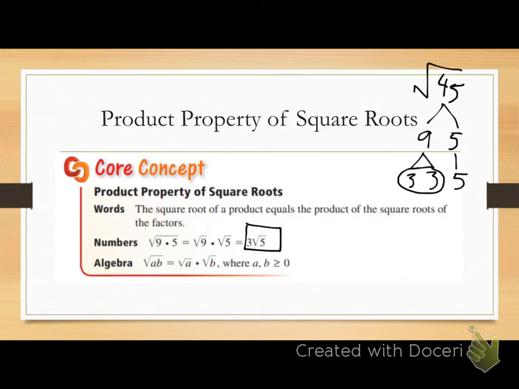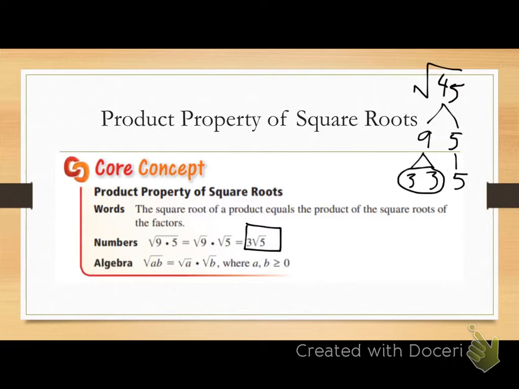Once again, because my index is 2. If my index was 3, I'd be looking for groups of 3 of the same number. If it was a 4th root, I'd be looking for groups of 4 of the same number. Everyone see what I mean? Are there any other pairs here? No. So here's what I do using this method.